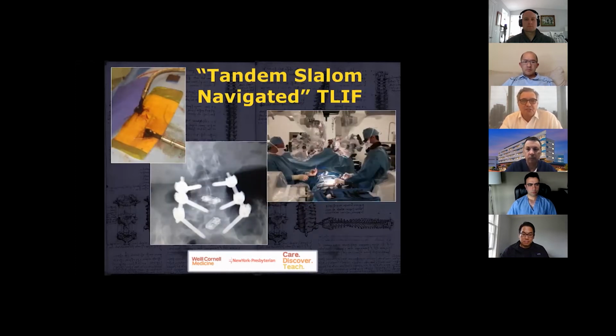And then you can do 2-level TLIFs. We can do TLIFs from both sides. I think Nick Hernandez is here on the call. We used to do TLIFs in tandem, slalom, through 2 different incisions with 2 microscopes, in the good old days when we were still operating and when you had 2 microscopes available. So anyway, those are all options. You can't do 2 XLIFs at the same time, okay? I just want to point that out.